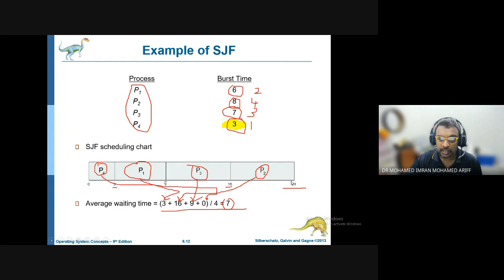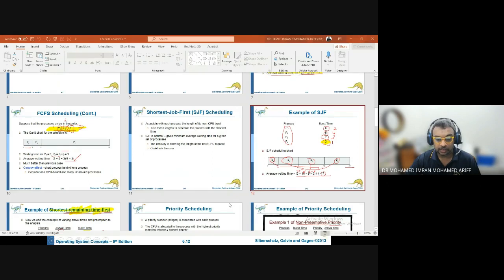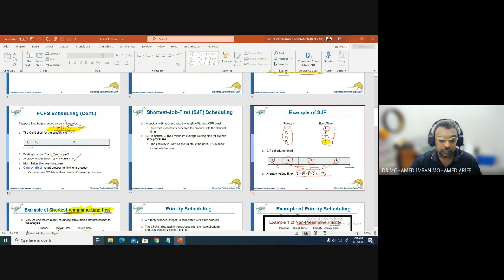This is 24, from 16, since P2's burst time is 8, so 16 plus 8 is 24. When we want to calculate the average waiting time, we add all the waiting times for each of these processes, divided by 4, which is the total number of processes, and we get 7. So the average waiting time for each process is 7 seconds.